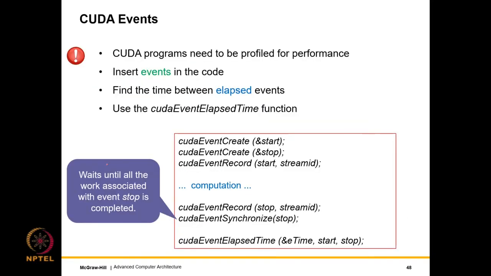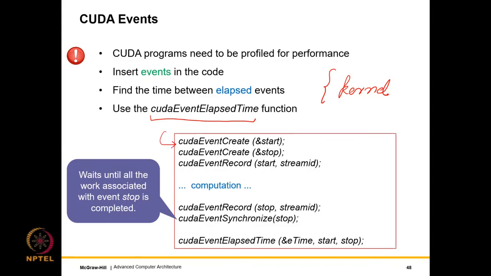Right, so finally, as we had promised, we come to events. CUDA programs have to be profiled for performance. So we need to insert events in the code and find the time between elapsed events. That will tell us, for example, how long a kernel took, or how long a piece of code took. So we have the CUDA event elapsed time function, which will tell you how long it took. I'll explain with an example.